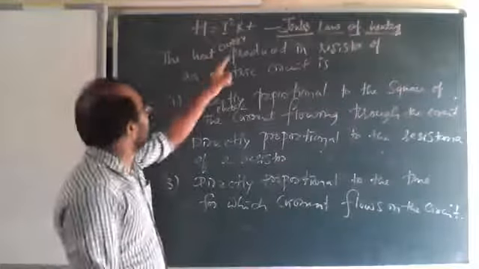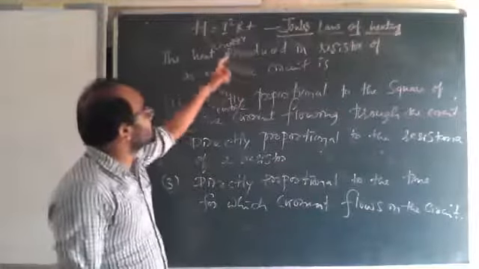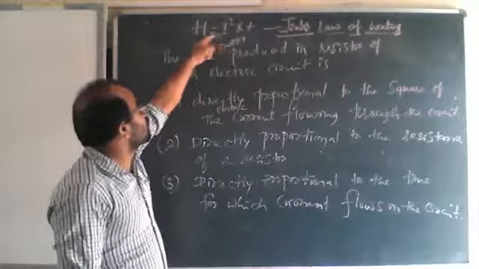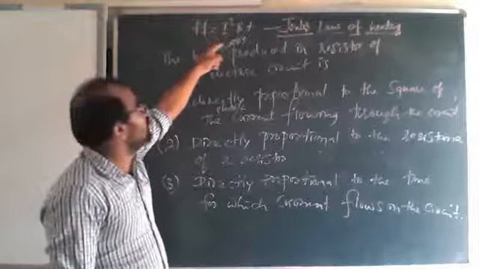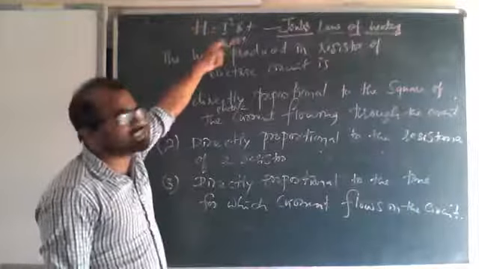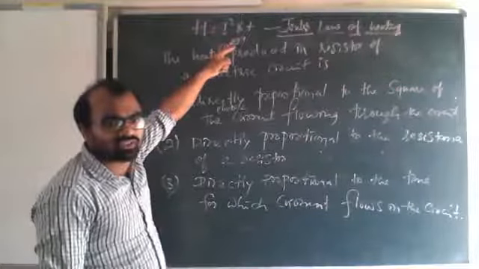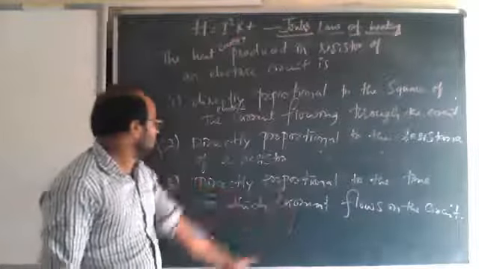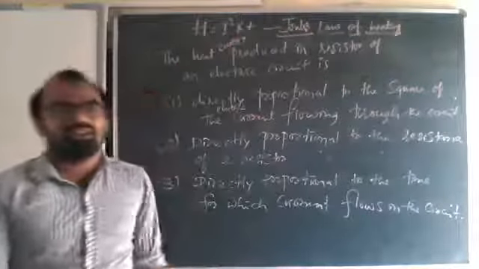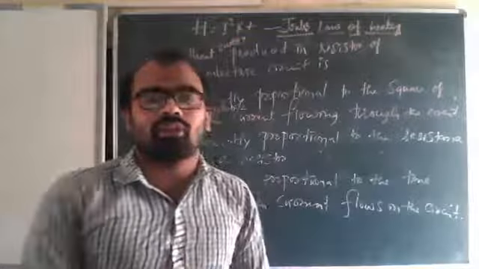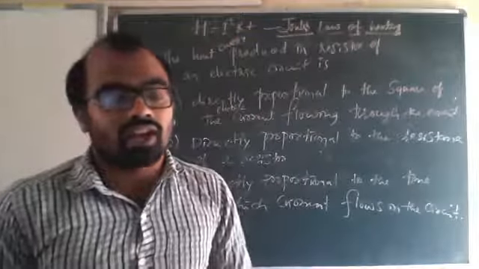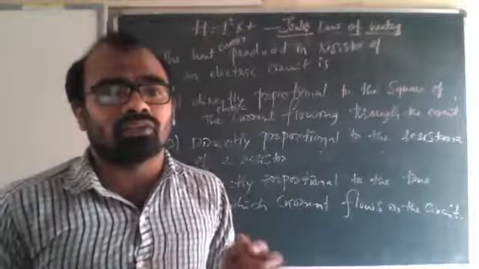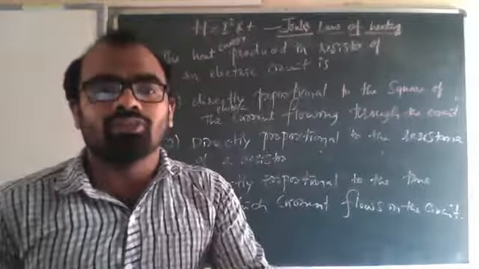So they are all directly proportional. H is directly proportional to the square of the electric current flowing through the circuit, directly proportional to the resistance of the resistor, and third, directly proportional to the time for which current flows in the circuit. These are very important points. Please note them down and be perfect with these 3 points. I hope this is clear.